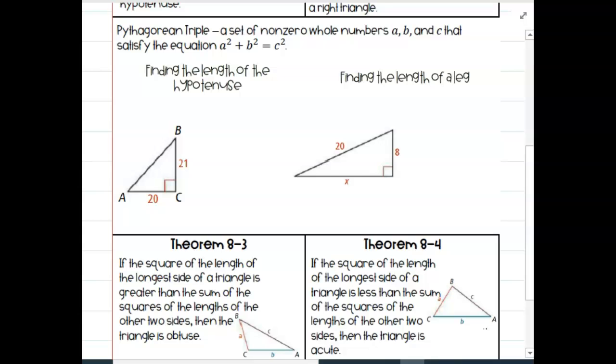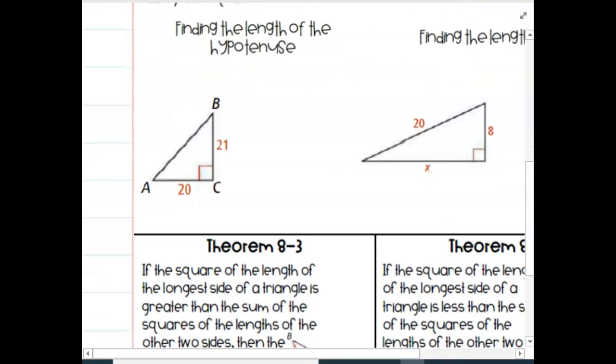So let's use the Pythagorean Theorem to find the length of the hypotenuse. How do you know you're looking for the hypotenuse? This side, AB right here, the longest side, the side across from the right angle, that's your C. That's your hypotenuse. So to find it, you take A squared plus B squared and set it equal to C squared. What I mentioned is that A and B can be interchanged. If you want to say 20 is A and 21 is B, great. If you want to say 21 is A and 20 is B, great. It doesn't matter. So 20 squared plus 21 squared should equal C squared, which is what I'm looking for.